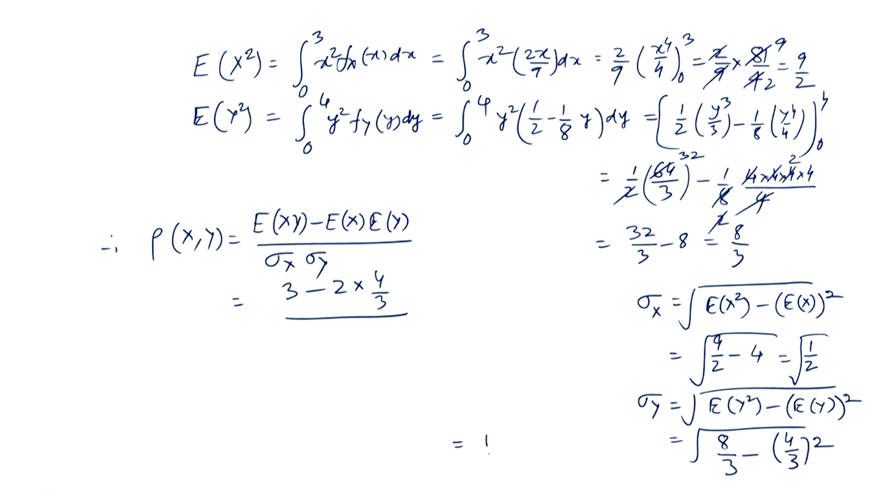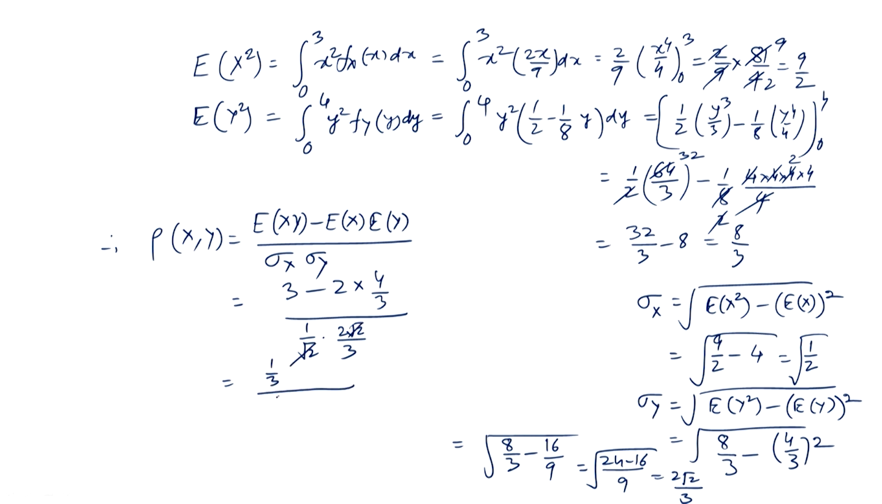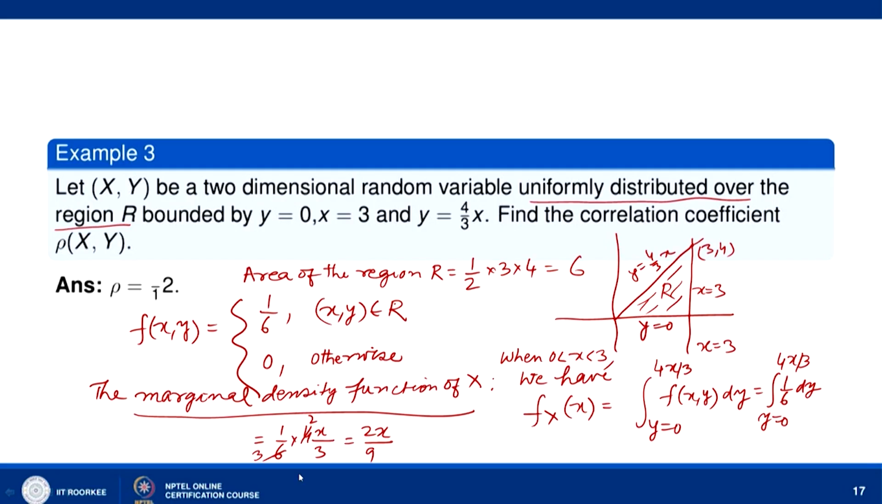So how much is this? 8 by 3 minus 16 by 9. The LCM is 9, so 24 minus 16, and we get 8 by 9, that is 2 root 2 divided by 3. So we get here 1 by root 2 into 2 root 2 divided by 3. So how much is that? 3 minus 2 is 1, so 1 by 3 divided by 2 by 3, where this cancels with this, and we get the value as half. So rho xy is equal to half. So the correlation coefficient is equal to half.